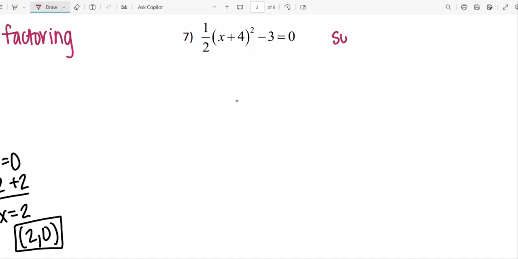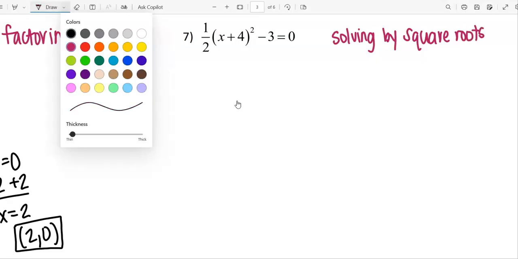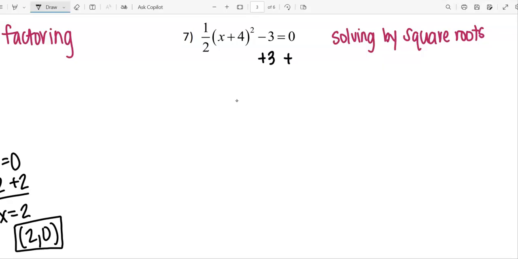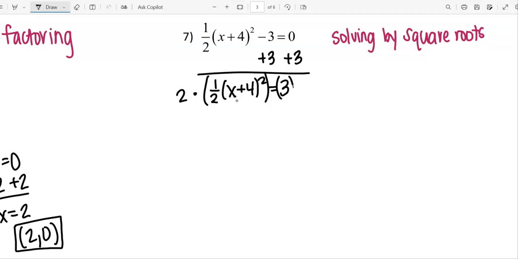Yeah, let's do solving by square roots. This is already in vertex form, so we can just go ahead and solve by square roots. Let's add the 3 first. So I get 1/2 times (x plus 4) squared is equal to 3. And then what? Multiply by 2 to get rid of that 1/2. So I get (x plus 4) squared is equal to 6.